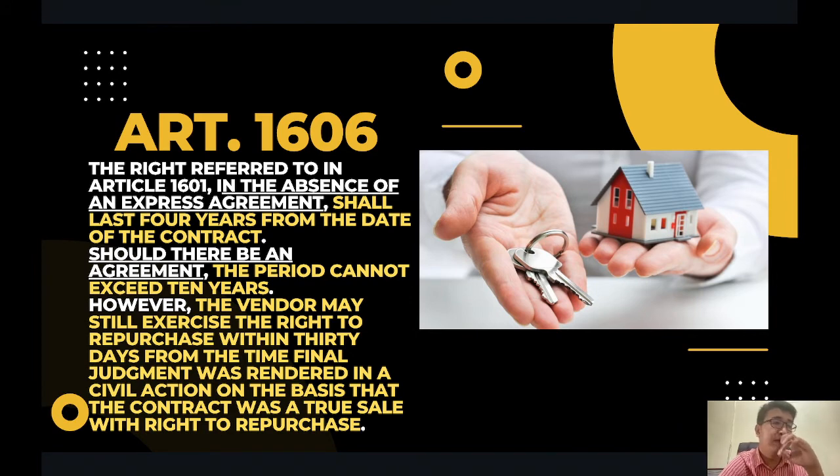So, if let's say, for example, the vendor asked for reformation, and a decision came out that the sale was indeed a contract of sale with the right to repurchase and not an equitable mortgage, the seller still has 30 days from final judgment thereof to redeem the property. This is aside from the agreement stated, kung 10 years or kung walang agreement 4 years. So, yun yung period to redeem or prescription of redemption period. Okay?